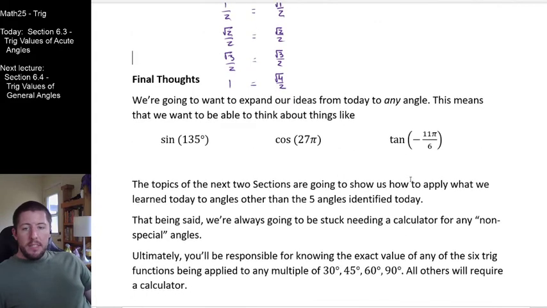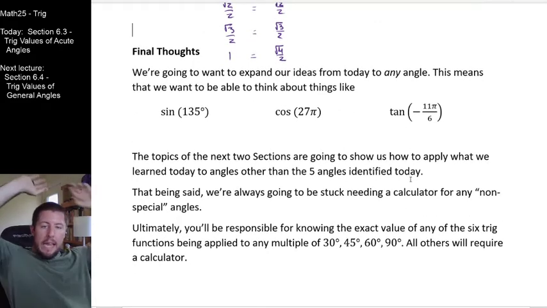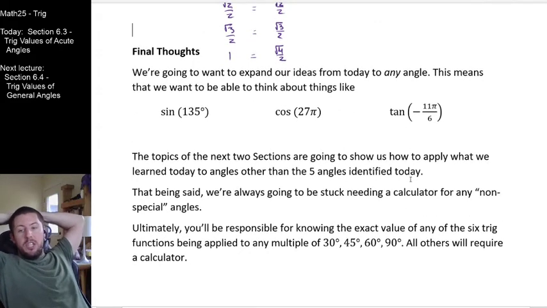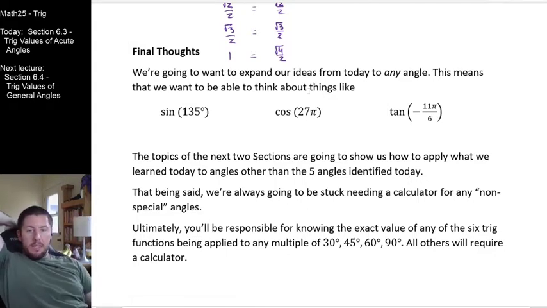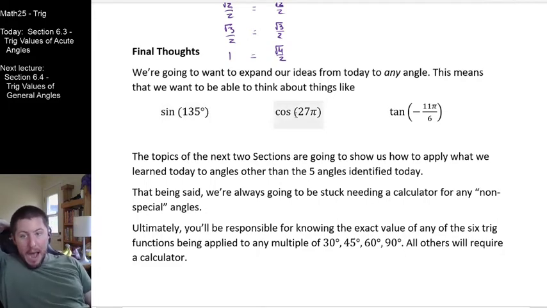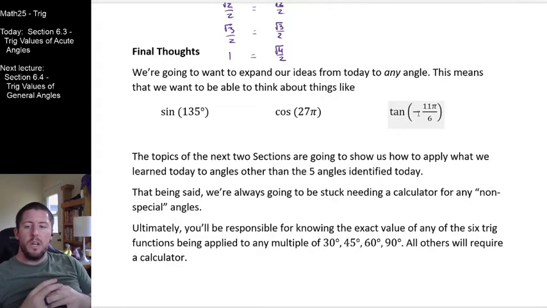Our final thoughts on this today is that we're going to want to expand today's ideas to any angle, not just acute angles. So today we're just stuck from 0 to 90, but you should be thinking things like sine of 135 degrees, cosine of 27 pi. That's a huge amount of rotation. Tangent of a negative amount of rotation, of negative angles. How do we make sense of all these things? So in the next 2 sections, we're going to keep expanding our definition of our trig functions.